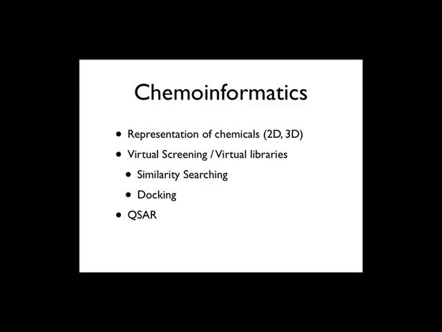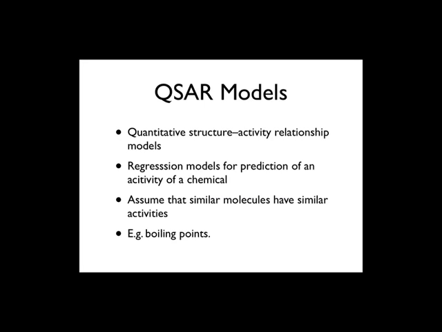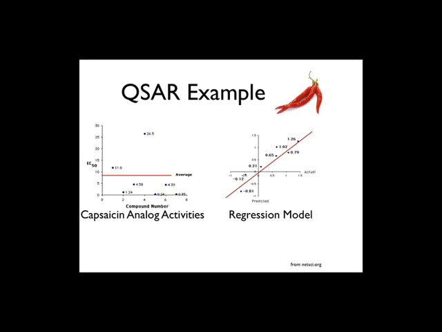Now I'll just quickly talk about one last aspect of chemoinformatics, and that is quantitative structure-activity relationships. These are essentially just regression models that are used to predict some activity of a chemical. And the assumption here is that molecules, if they're similar and you describe them with these properties, that those properties will be predictive of some other properties, such as an activity. And a famous example of this is predicting boiling point. So taking some features of chemicals, you can actually predict the boiling point very well.